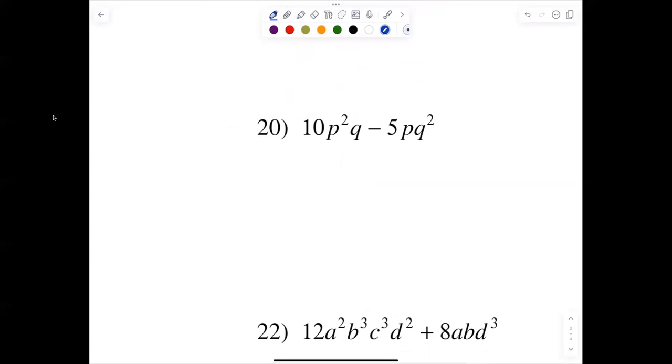Would be 5, and then times... Whoa. 5p what? Isn't there a Q here? Isn't there a Q here? Do you agree? 5pq, right? There's a P and a Q in both. What's left? 10 divided by 5. 2. 2 what?